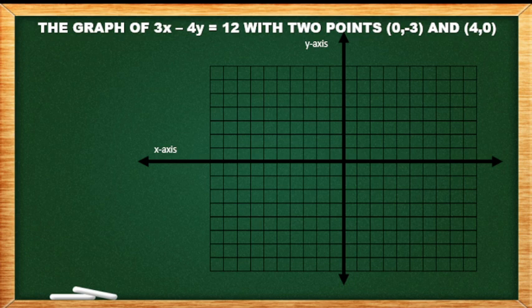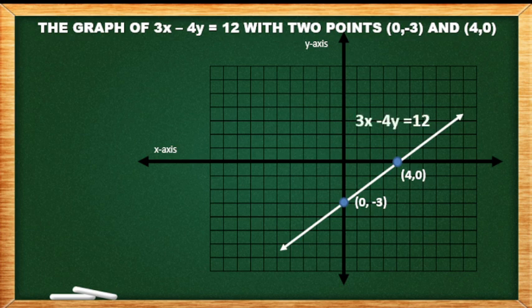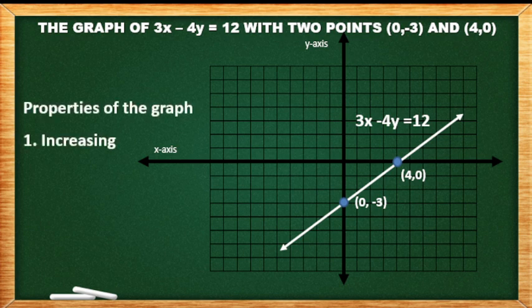Okay. Plot natin yung (0, -3) since negative nasa baba ng vertical line y-axis. Ayan. Ito ang (0, -3). (4, 0) since positive nasa right side ng x-axis. Ayan. Then construct a line. This will be the graph of 3x minus 4y is equal to 12. Properties. Increasing. Since increasing, the slope is positive.